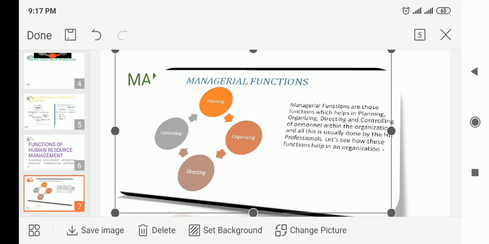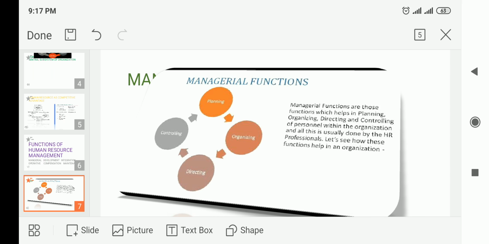Okay, the first one you see. Managerial functions are basically what? Planning, organizing, controlling, directing. All these are managerial functions. Managerial functions are those functions which help in planning, organizing, directing, controlling of personnel within the organization, and all this is usually done by the HR professionals. You can see this figure: the planning, the organizing, the directing, the controlling. You have to draw this type of chart in your paper. I want everyone to be a little more presentable when you are doing your business studies paper.